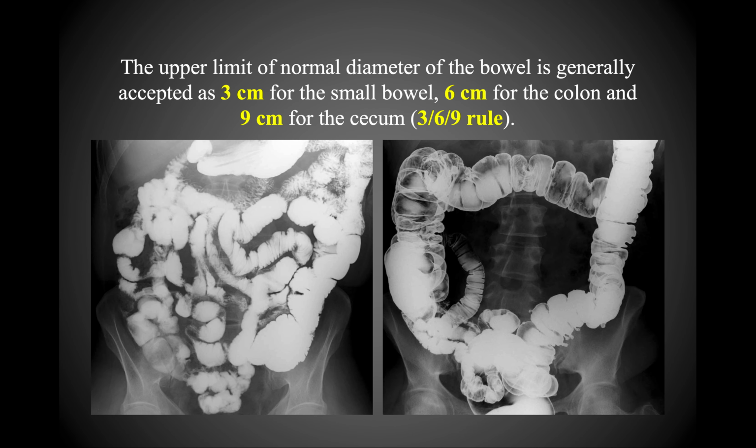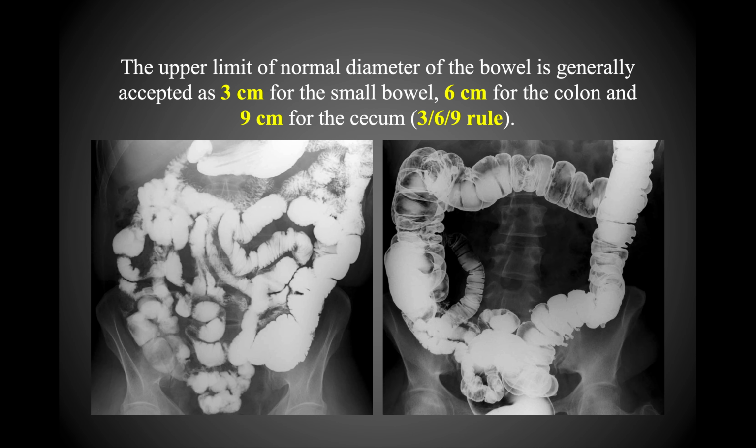In terms of the normal diameter of the bowel, again, there's a rule that you can use to determine this, and it's called the 3-6-9 rule. 3 centimeters is the approximate size of the small bowel. Remember, earlier we said it's about 2.5 centimeters, but 3 centimeters is good for this rule. 6 centimeters approximately for the colon, and then about 9 centimeters for the cecum. So the cecum is going to be the largest of the structures. You can use all that to help you determine whether you're looking at a distended bowel or a dilated bowel.